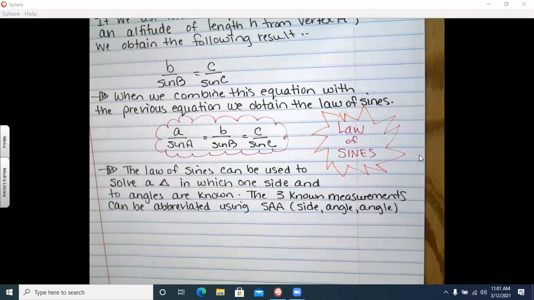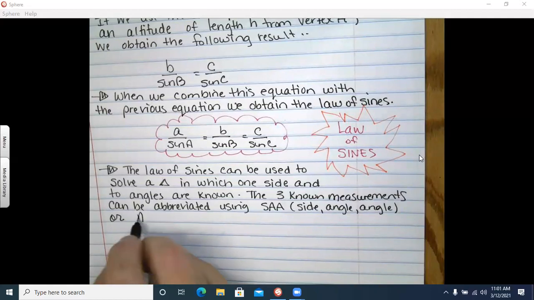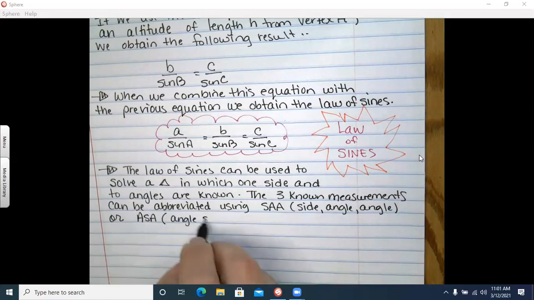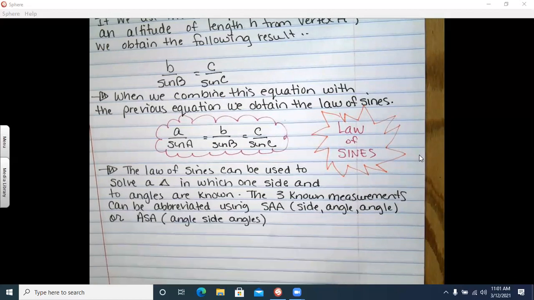Or ASA, which means what? Angle, side, angle. That means the side is included between the two angles. Side, angle, angle: the side is not included in between the two known angles.